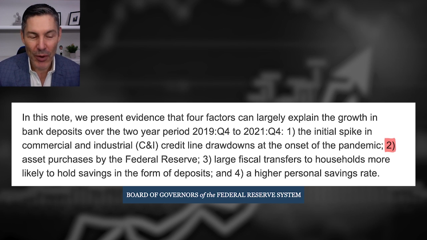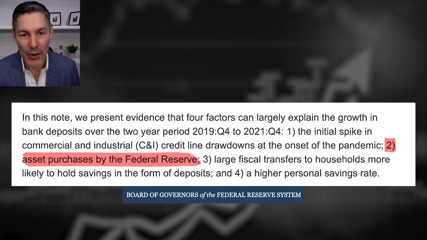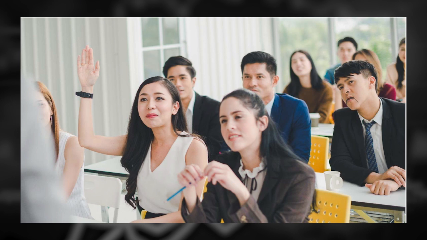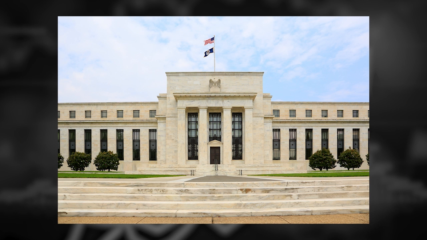The second thing they point out, asset purchases by the Federal Reserve. Okay, so this is what we're going to focus on. Asset purchases by the Federal Reserve and the extension of additional credit. And I know a lot of you that are paying attention are saying, all right, George, okay, well, when the Fed comes out and buys assets, that is quote unquote money printing.